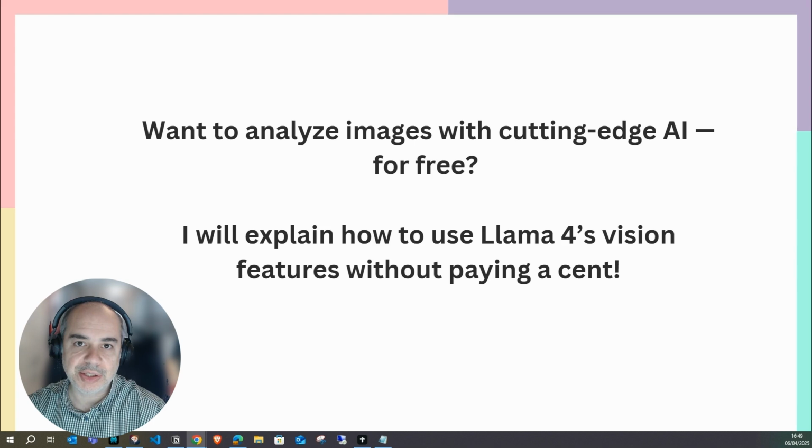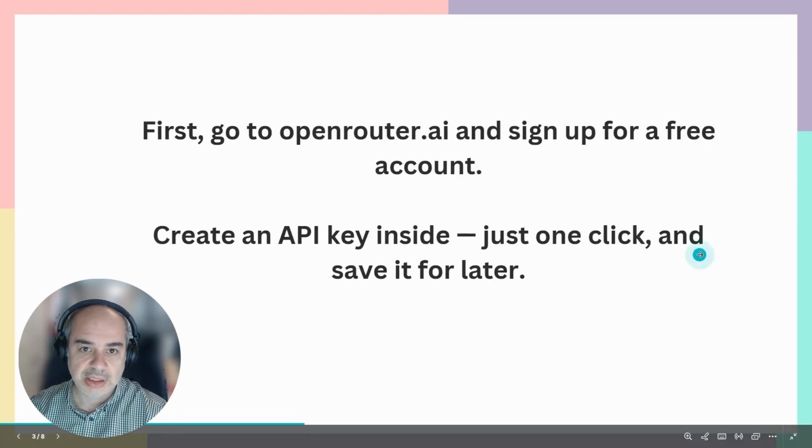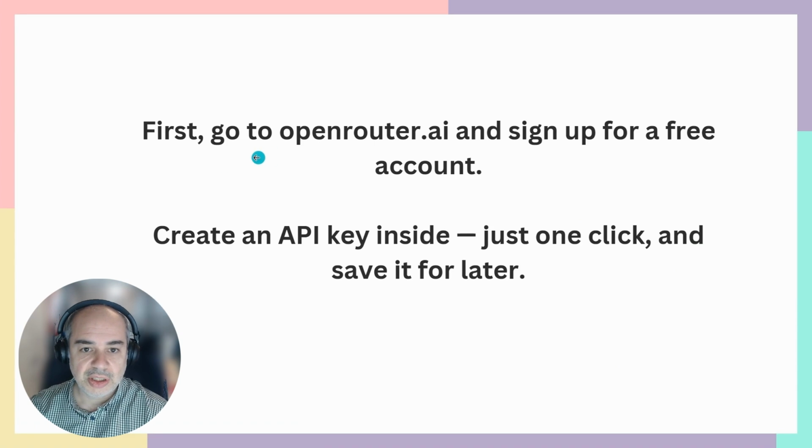Today I have a very important trick for you. Do you want to analyze images with cutting edge AI for free? I think so, right? So, first, you need to go to openrouter.ai and sign up for a free account. After that, you need to create an API key inside, just in one click, and save it for later, because we need it for the next step.